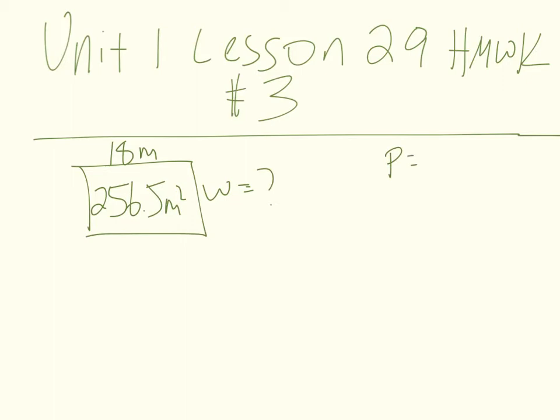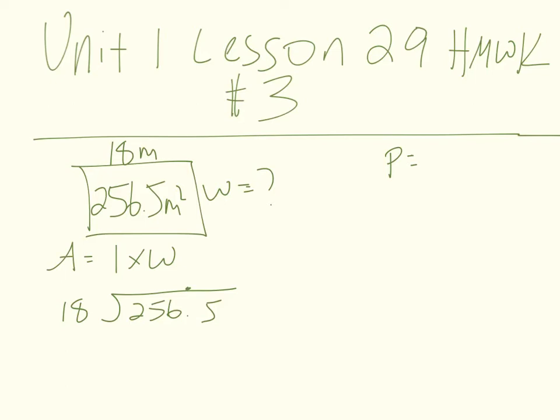And we know that the area of a rectangle is length times width. So we'd have to use multiplication. But since we don't know the width, we're going to use the opposite of multiplication, which is division. So, in order to do that, we need to do some long division. And we're going to do 18 into 256.